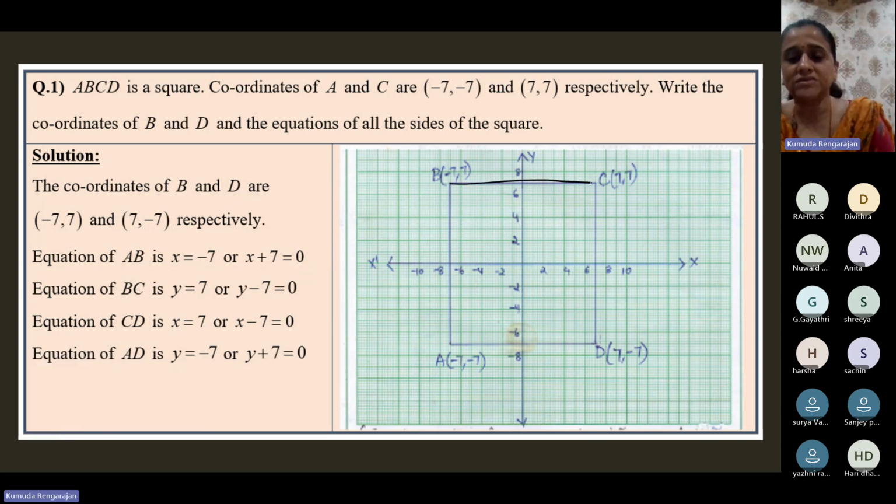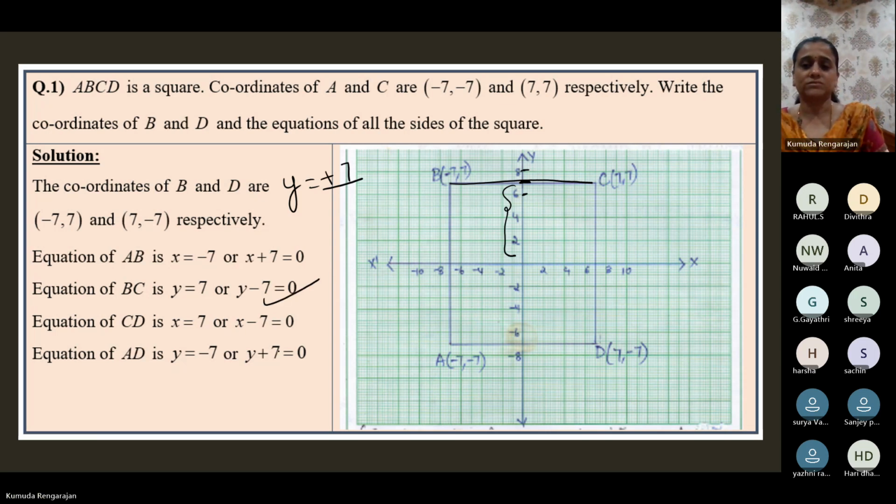BC. BC is parallel to the x-axis, so its equation will be of the form y is equal to a number. It's parallel to the x-axis and it's above the x-axis, so it's positive. If it's below, it's negative. Above, positive. The distance is 7 units. This is 6, this is 8, and this is 7. So y = +7, or y minus 7 is equal to 0.